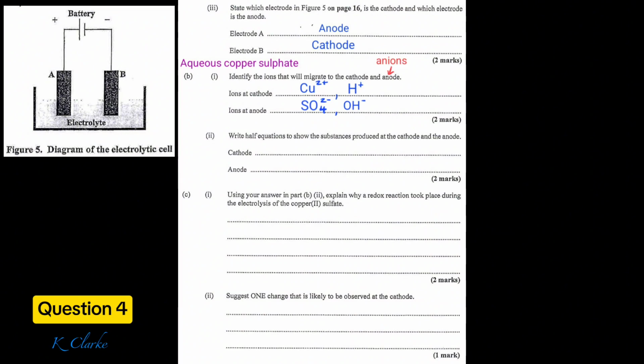Part 2. Write half equations to show the substances produced at the cathode and the anode. At the cathode, copper 2 plus cations aqueous plus 2 electrons to produce copper metal solid. At the anode, hydroxide ion OH- aqueous produces water H2O liquid plus oxygen gas O2 plus 4 electrons.